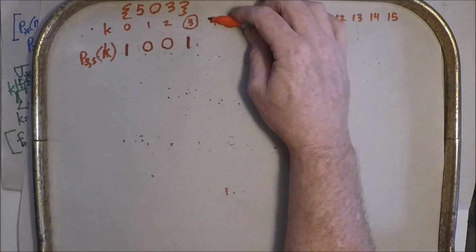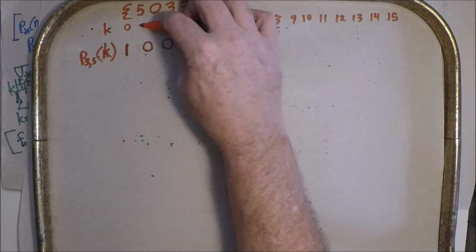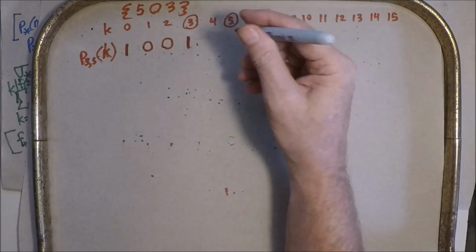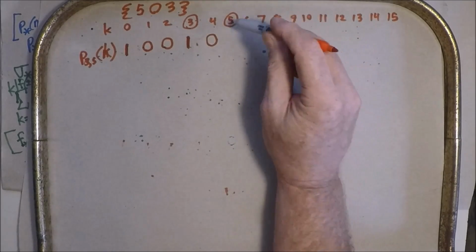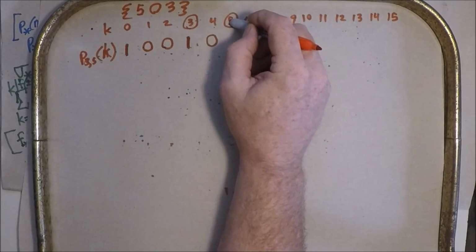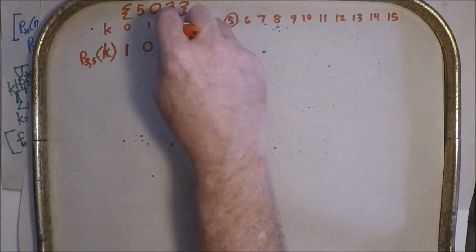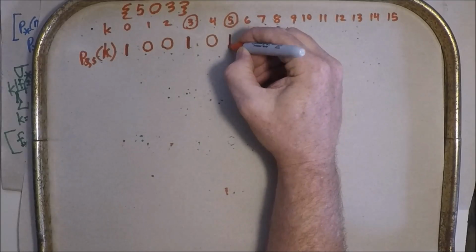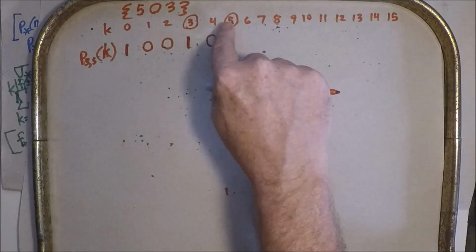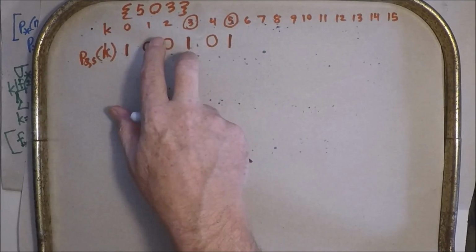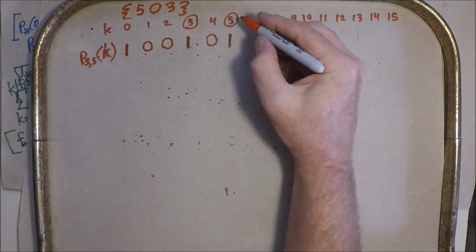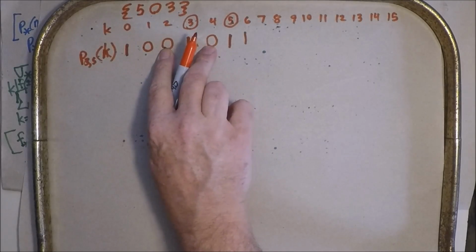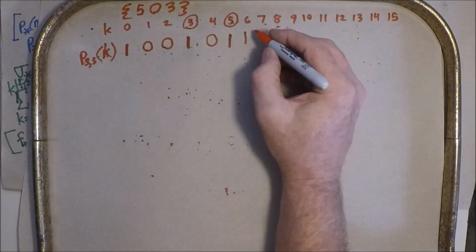So 4 is going to be 1, 2, 3, plus 4, 5, which is 0 and 0, so we get a 0 again. 5 is going to be 1, 2, 3, 4, 5, we get a 1. 6 is going to be 1, 2, 3, 4, 5, we get a 1. 7 is going to be 1, 2, 3, 4, 5, and that's going to be a 0.